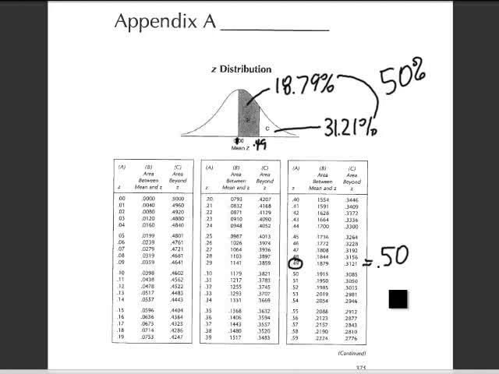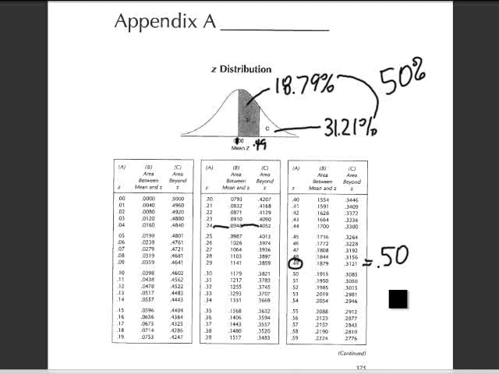Now, let's pause for a moment. You can do that for any other z-score that you want to. You're going to get the same answer because it doesn't matter which z you choose. That which is between that z and the mean and that which is beyond the z are going to add up to 50%.